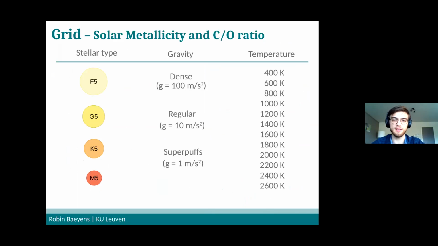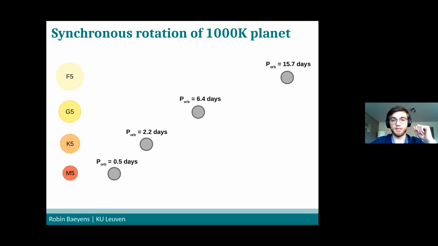Now you can ask yourself the question, why are we taking 4 different stellar types? Is that so important, what the stellar type is for the planet? Well, the answer is, actually, I do not necessarily want to vary the stellar type of the model, but the rotation of the model, because all of these models assume synchronous rotation.